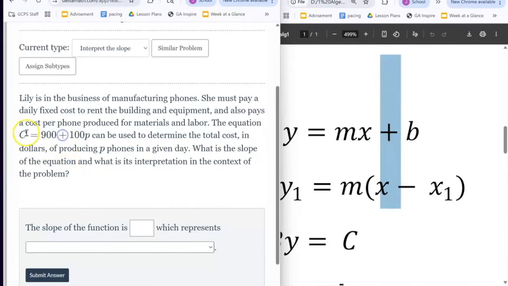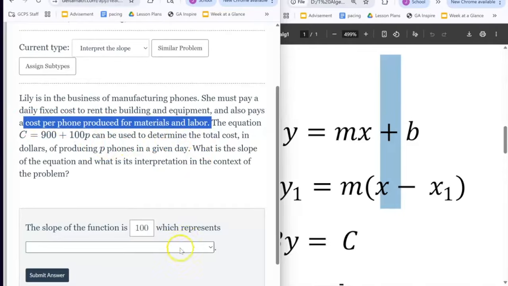Okay, so again, this is the total she pays. This right here attached to the variable is what she pays for every single phone that's produced, and then 900 is what she starts off with just to rent the building. So our slope is going to be 100, and this is the cost that she pays per phone for materials and labor. All right, so the cost per phone for materials and labor, that's what you're looking for.